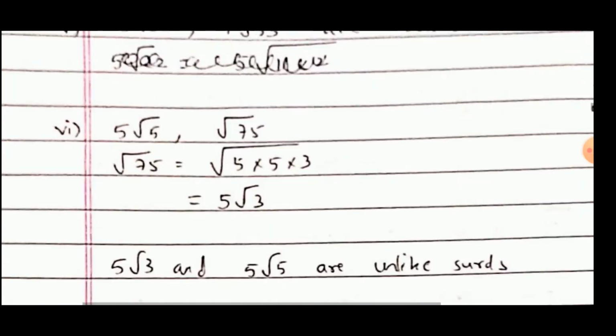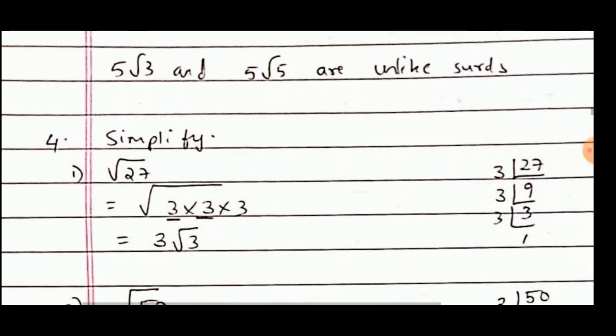Now this one, simplify. Simplify means what here? Find out the prime factors of the radicand. So square root of 27 means 3 into 3 into 3. Since we are finding square root, form a group of 2 similar factors. So 3 will come out. This is equal to 3 root 3.